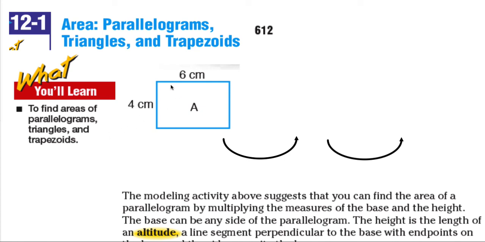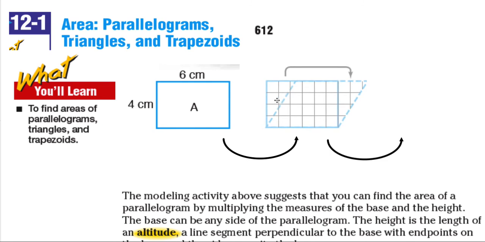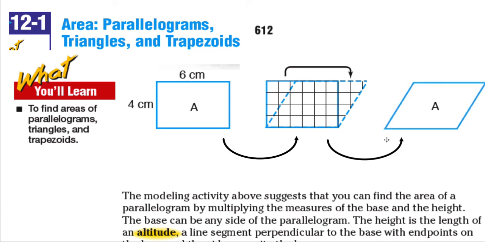Okay, so let's take a look at this rectangle, which has a width of 4 centimeters and a length of 6 centimeters. If I draw this rectangle again, and I move this triangle, this side of my rectangle, to the other side of the rectangle, it will form a parallelogram. The area of this rectangle is 24 square centimeters, and the area of this particular parallelogram is also 24 square centimeters. So basically, the area of this rectangle is the same as the area of this parallelogram.